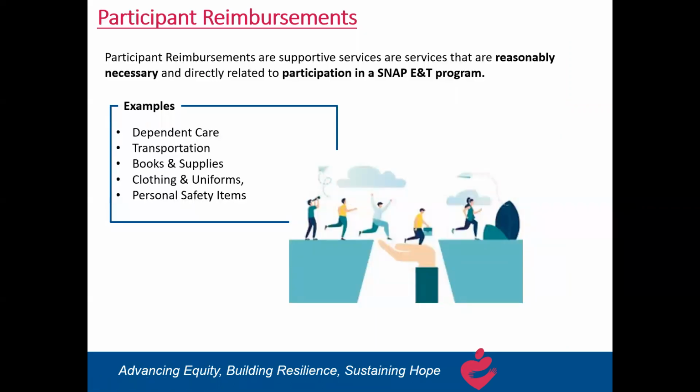So we talked also about participant reimbursements. And again, that's SNAP E&T lingo. You're going to hear it a lot. Basically, what it means is there are those supportive services that are reasonably necessary and directly related to participating in a SNAP E&T program. And states actually have a requirement to ensure that their SNAP E&T participants get those types of services. Not having them would be a barrier for them to participate.